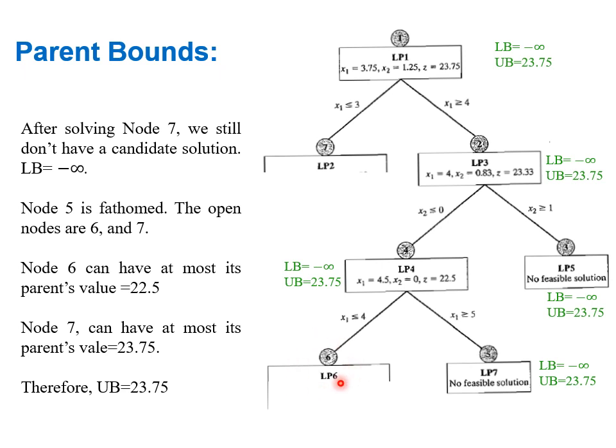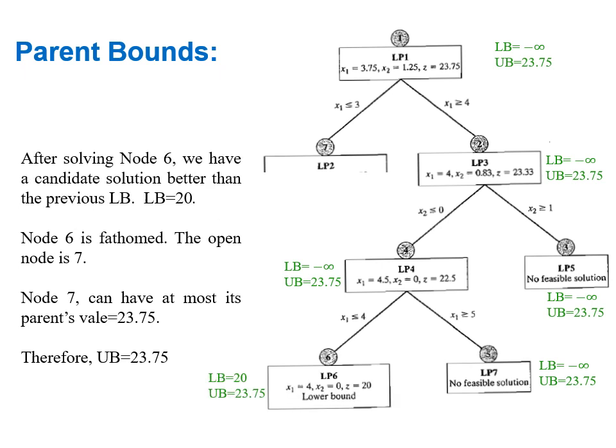So there are two unexplored nodes, this one and this one. So from this node 6, the best that we can obtain is given by its parent, which is 22.5, and for node 7, the best value that we can obtain is given by its parent, which is 23.75. So the upper bound will be the maximum of these two values, which is still 23.75.